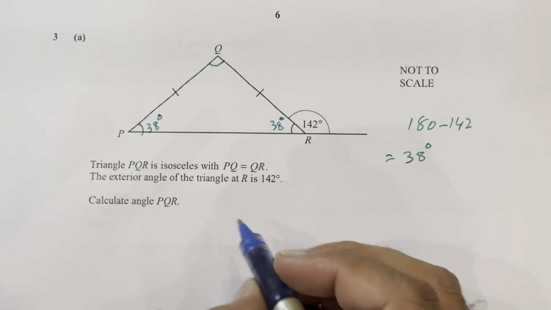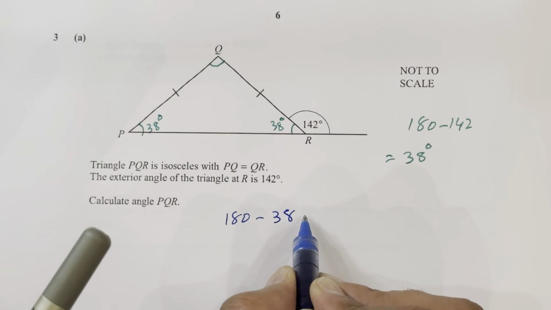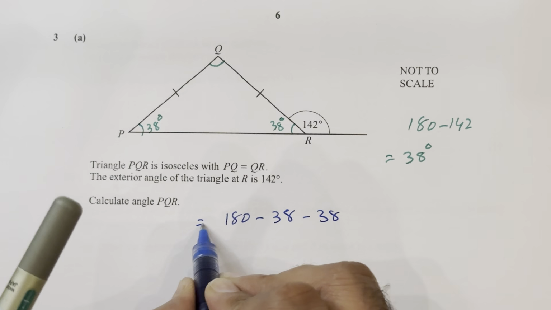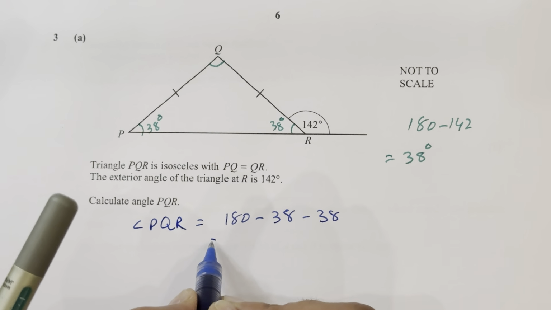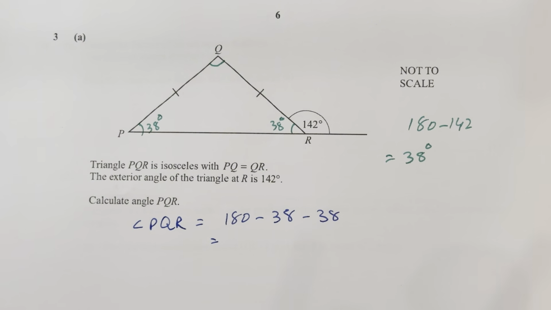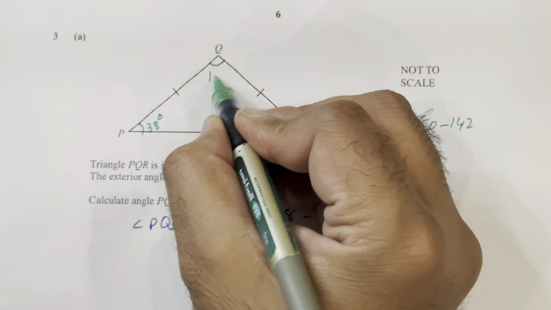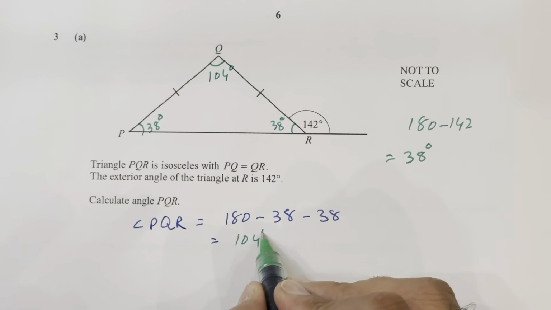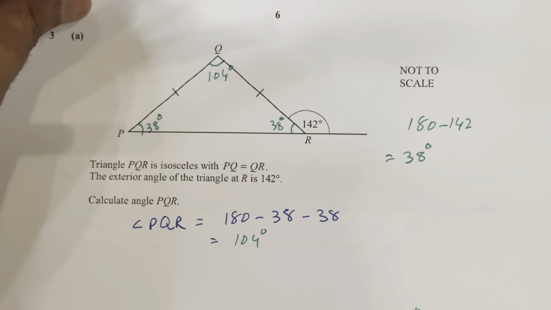So now we can calculate by subtracting 38 and 38 from 180, we get the value of angle PQR, that would be equal to 104 degrees. So our answer would be 104 degrees for this part. So a simple question. Moving to part B.